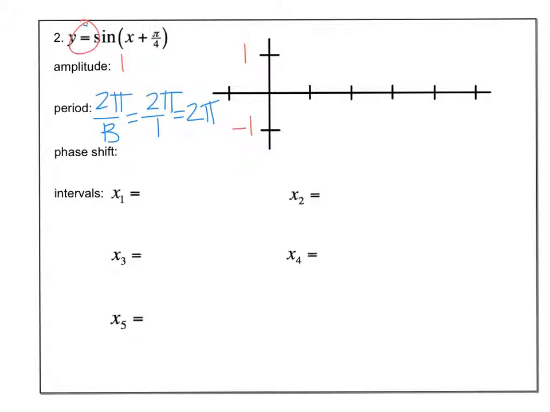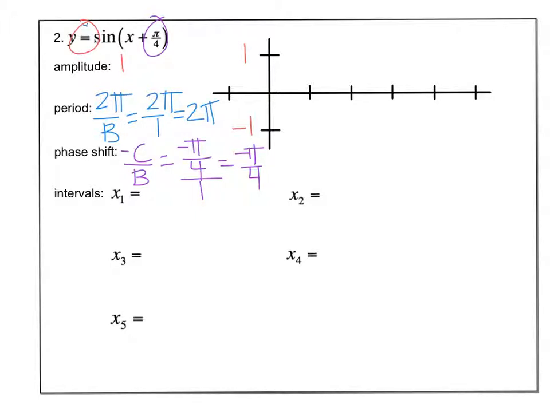is going to be negative c over b. You have to do the opposite of c, so c is this one. So you're going to do negative pi over 4 divided by b is 1. So we get negative pi over 4.